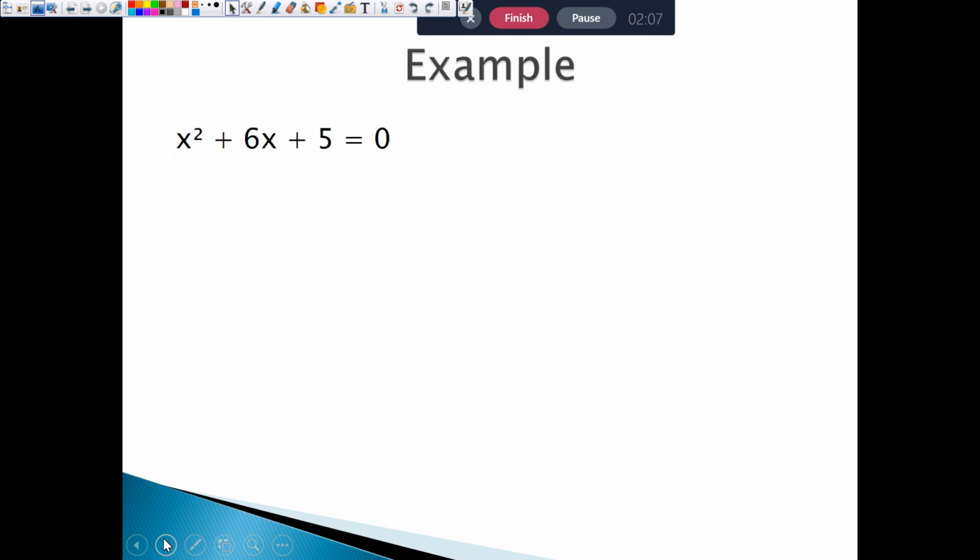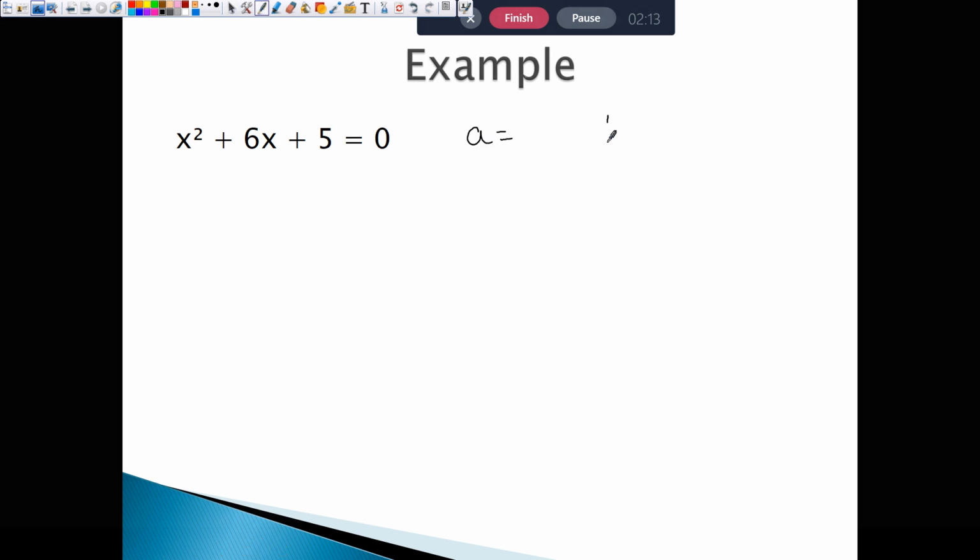So, the first thing we need to do is identify A, B, and C. So what would be my A value? 1, B, 6, and C, 5. Okay? Then it says to find the discriminant to determine if there are solutions. So my discriminant equation is b squared minus 4ac. So 6 squared minus 4 times a times c.